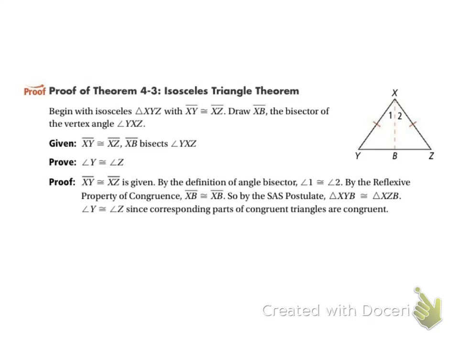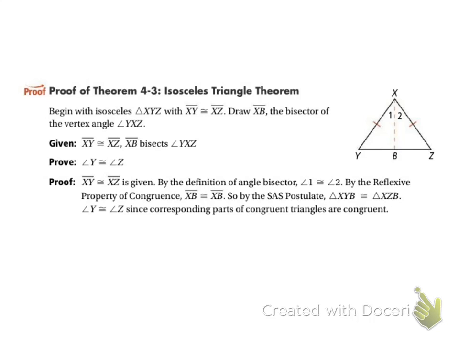Okay, it's really not a bad proof. So if we start with an isosceles triangle and we draw in some segment, XB, the one that's going up and down here, and we choose that segment specifically so that it splits our vertex angle at the top into two equal angles, so it bisects that top angle X. We're trying to prove that our base angles are congruent down here.